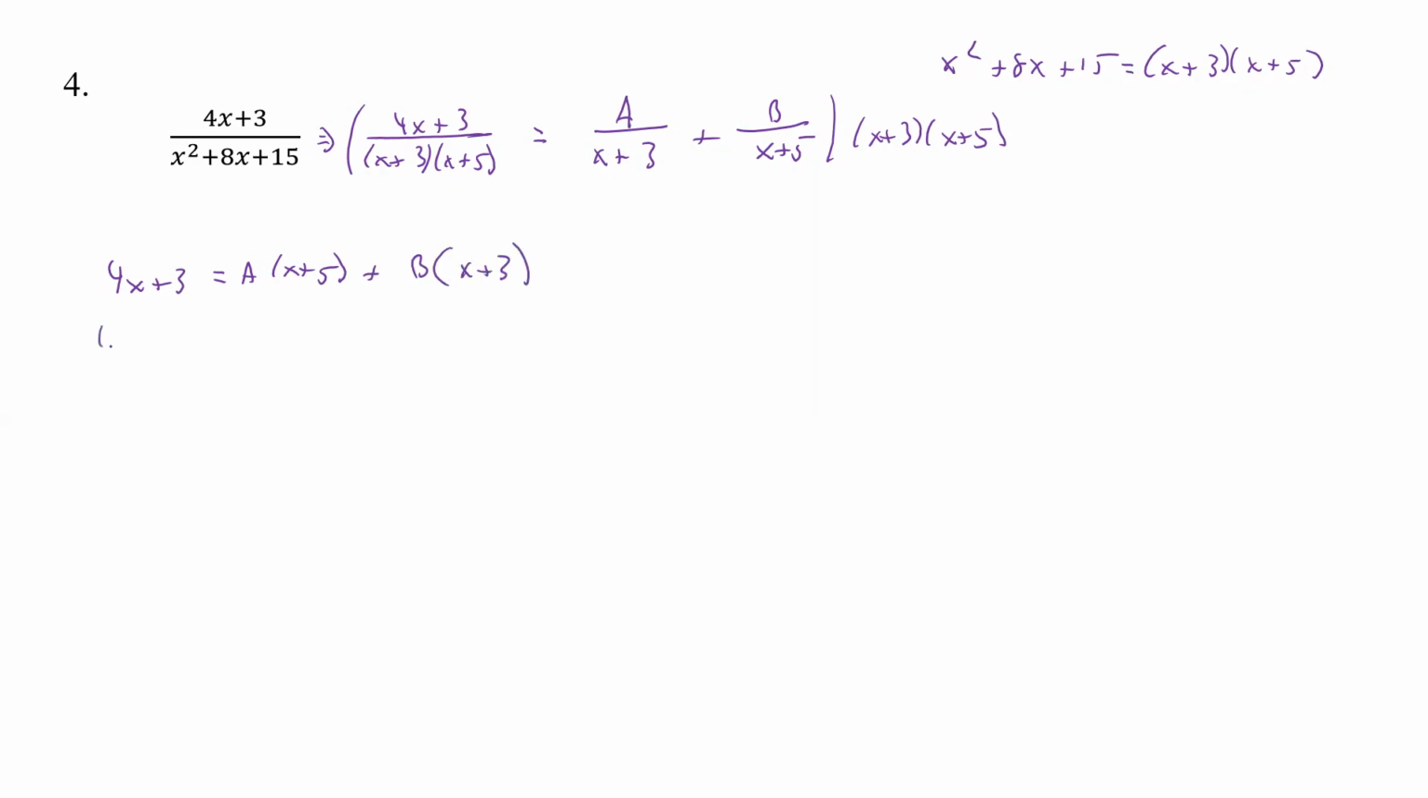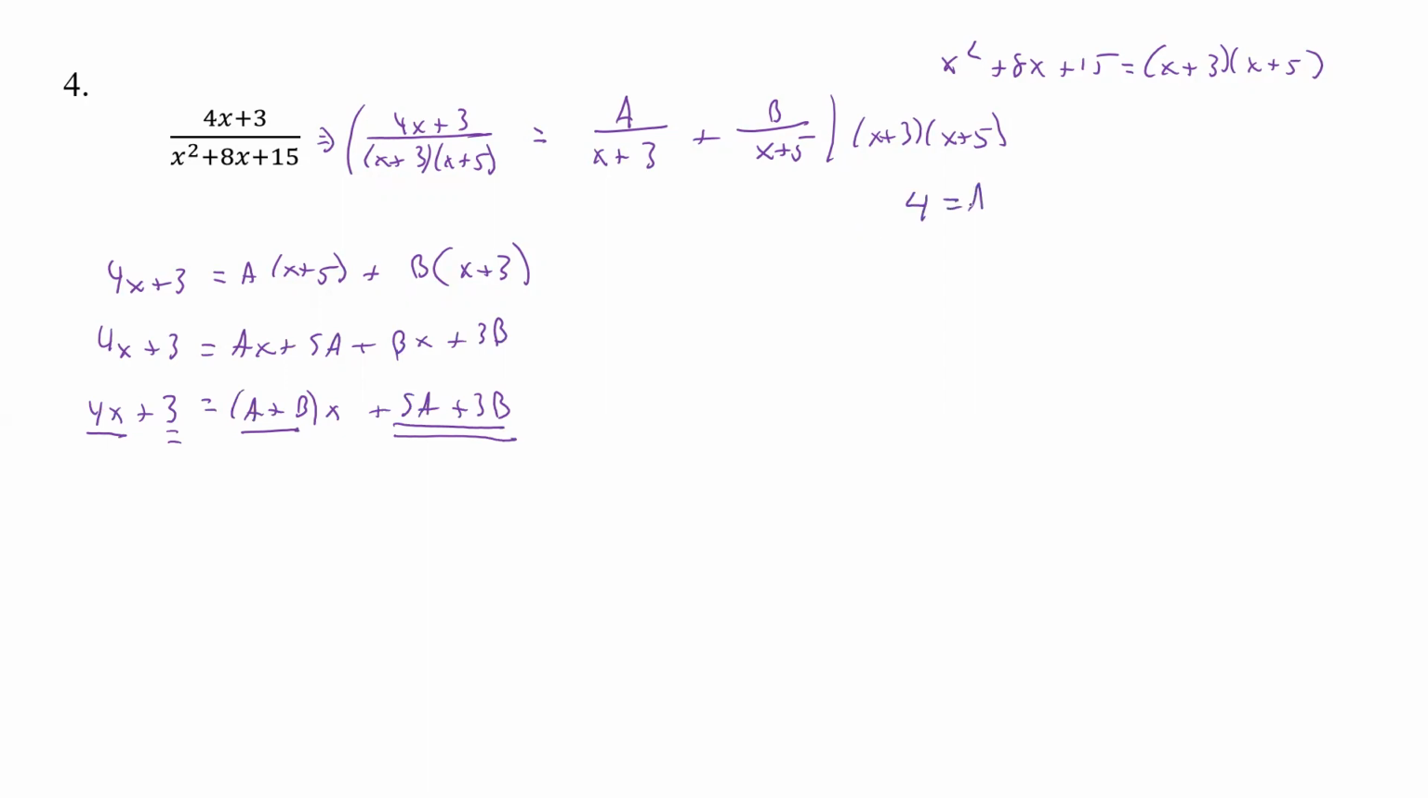Now we distribute, so we have 4x + 3 equals Ax + 5A, plus here we have Bx + 3B, and as we've done before, we'll take out the x, and so we'll have (A + B) times x, and then plus 5A + 3B, and that's all equal to the 4x + 3. So we have that is equal to that, and that is equal to that. So our two equations we're going to use is 4 is equal to A + B, and the other one was 3 equals 5A + 3B.